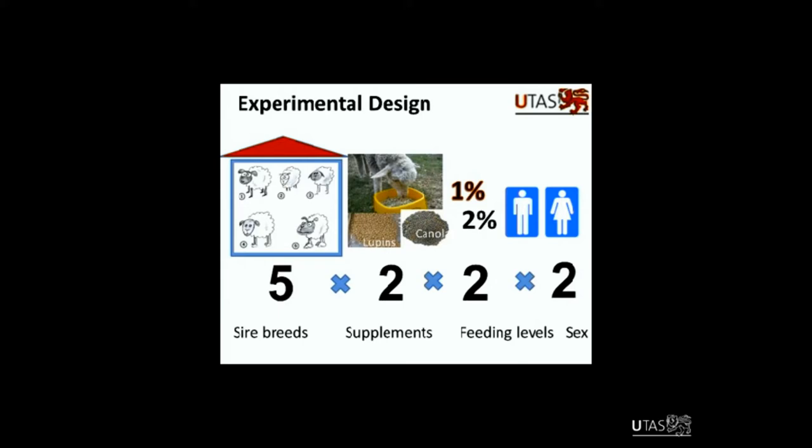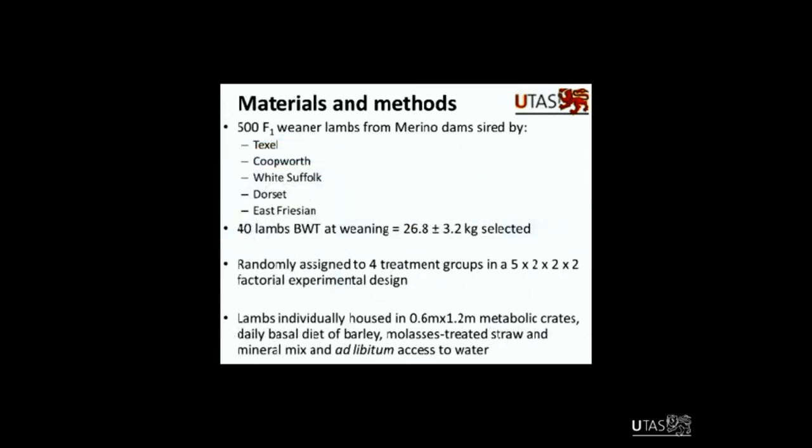We had 5 sire breeds. And these were Texel, Coopworth, East Friesians. I'll list them in the coming slides. But we fed them 2 different types of diets, lupins and canola. And we also had 2 levels of supplementation. Some were fed at 1% of their body weight, others were fed at 2% of their body weight. And to be able to distinguish between the boys and the girls, we looked at both males and females within every given set.